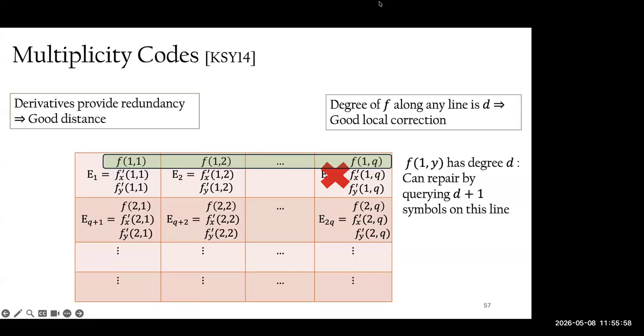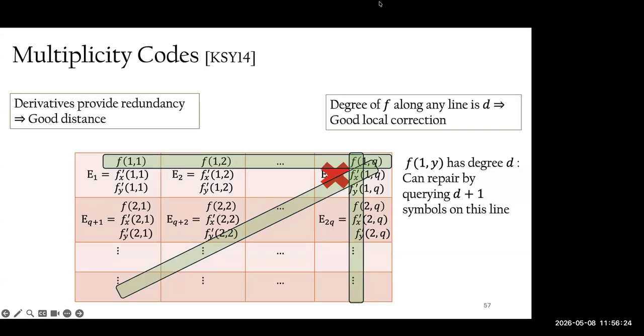That tells you that any d plus 1 symbols in the first row are enough to repair the symbol that we lost. This is also true for the derivatives, because they are also degree d polynomials. And what's better is that you can do this along any line. You can take the diagonal, and again the evaluations on the diagonal are a univariate polynomial of degree d, so again I can recover. And you can also do this on the column.